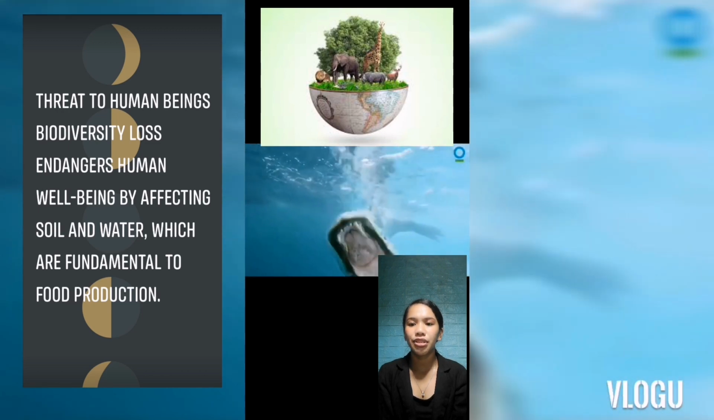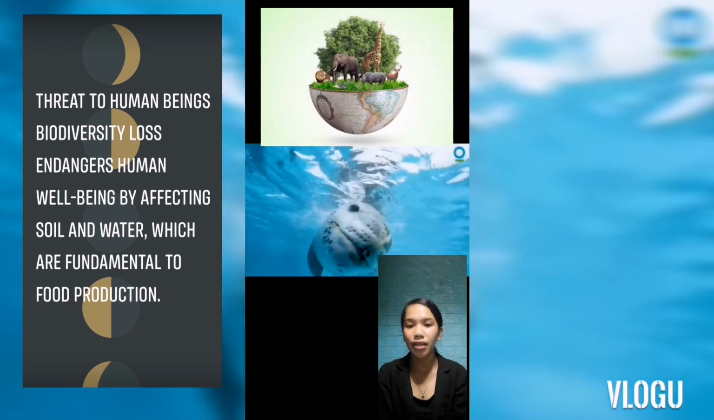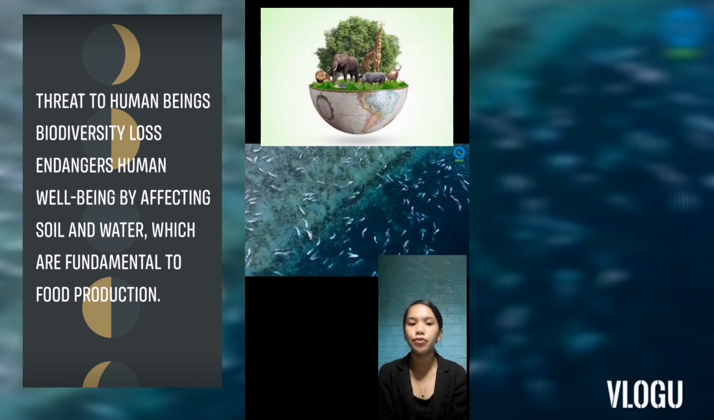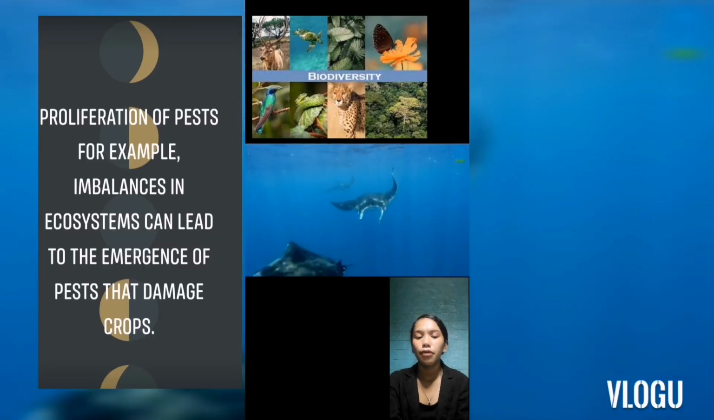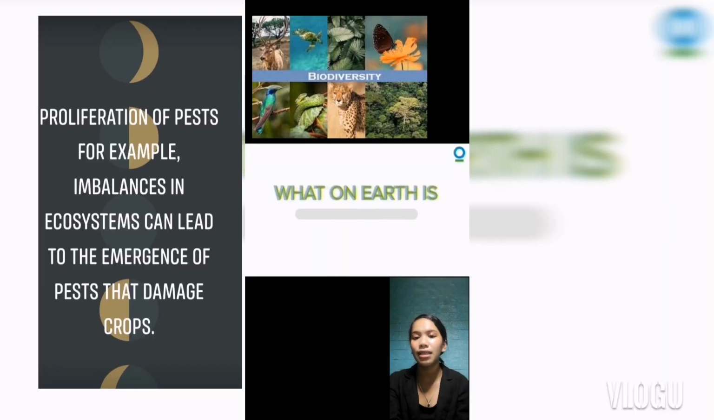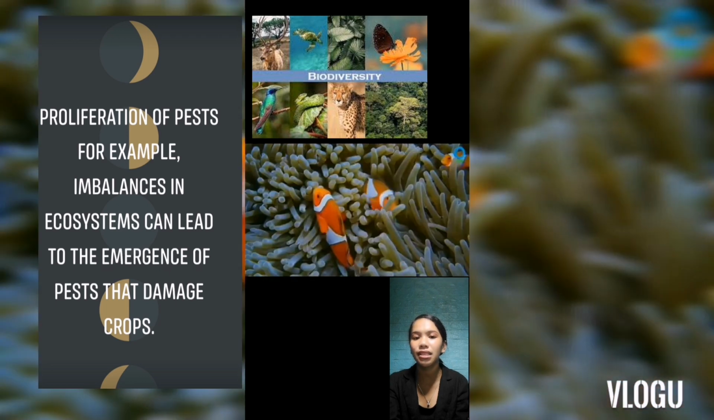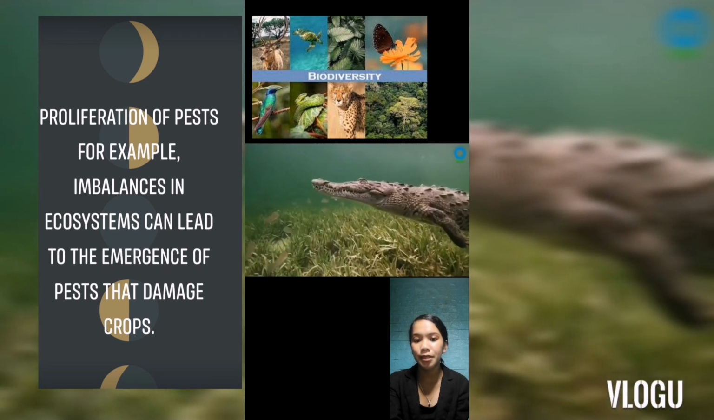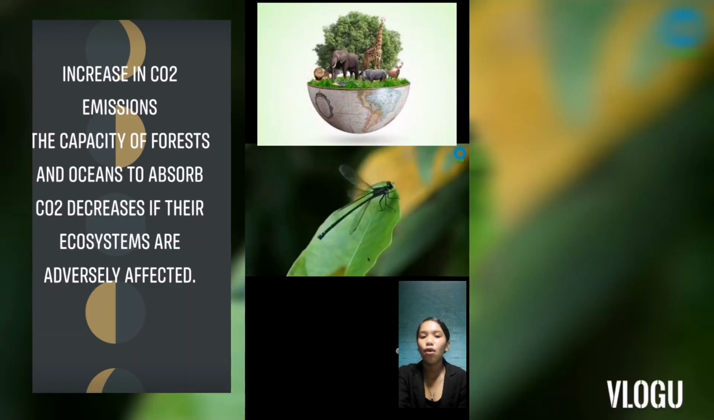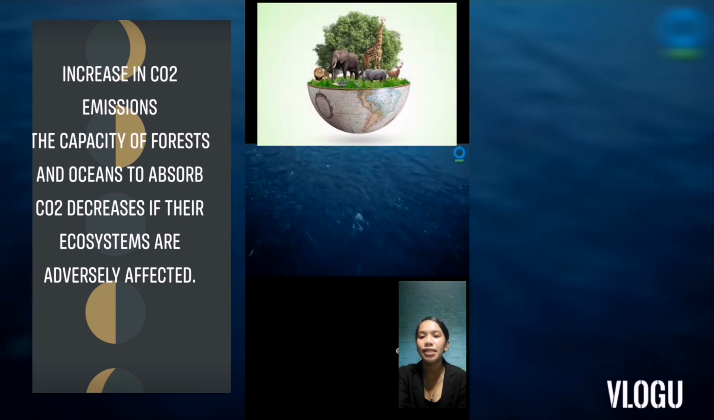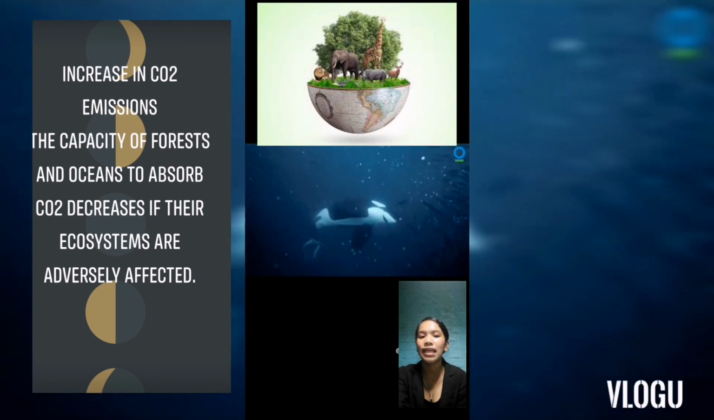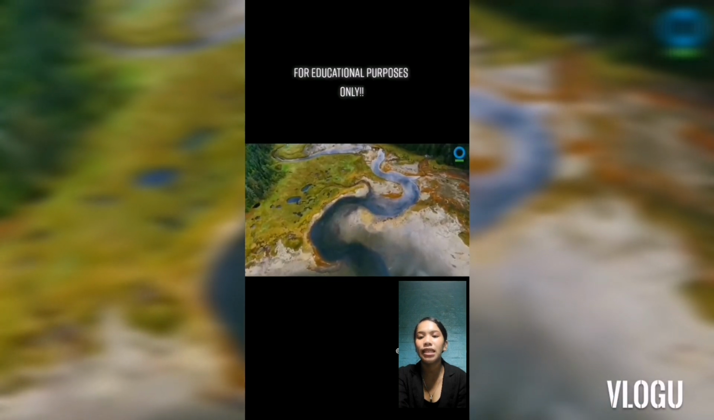Biodiversity loss endangers human well-being by affecting soil and water, which are fundamental to food production. Proliferation of pests: for example, an imbalance in ecosystems can lead to the emergence of pests that damage crops. Increase in CO2 emissions: the capacity of forests and oceans to absorb CO2 decreases if their ecosystems are adversely affected.